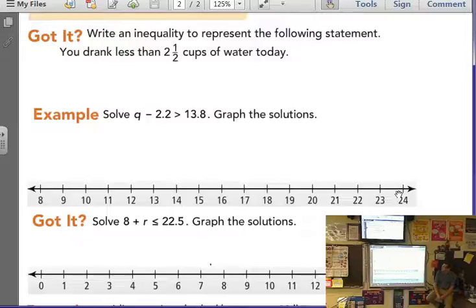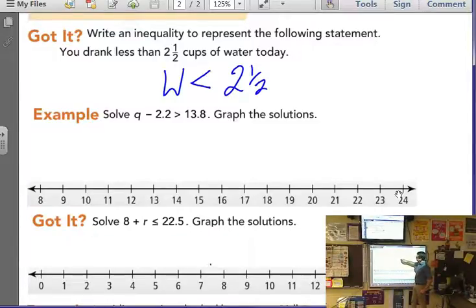But how do I write if I drank less than 2.5 cups of water today? What do you think? Wouldn't you have to put your variable, or I use W for it. Could you do W less than 2.5 cups? So W is less than 2.5 cups.